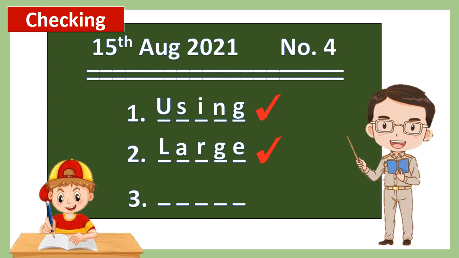Word number 3. Please read the third word. The word is small. Good job. Now repeat after me 3 times. Small, small, small. Now let's spell the word small. S, M, A, L, L. Small. Perfect!